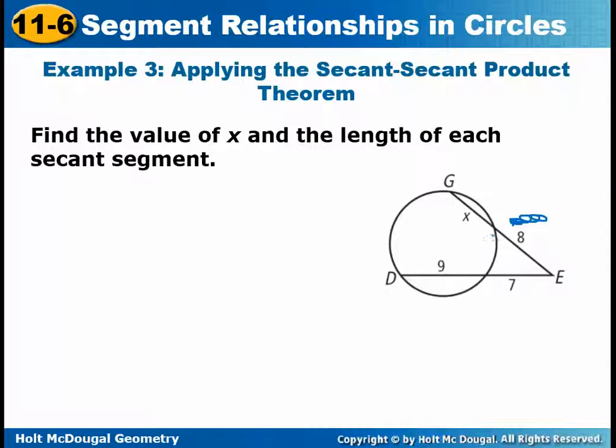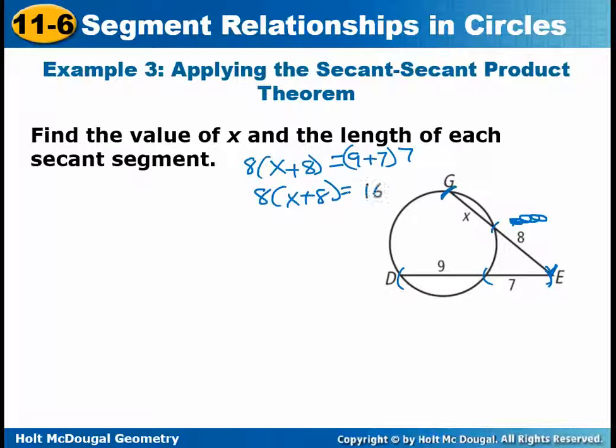All right, so we are going to take the whole times the external, which is 8, and that will be equal to the whole times the external part. The whole in GE is x plus 8, not x times 8, x plus 8, and we have to multiply that by the external part, which is 8. That will be equal to the whole of DE, which we can add together, 9 plus 7. But I'll write it for now. 9 plus 7 is 16 times the external part. So we have 8 times x plus 8 will be equal to 16 times 7.